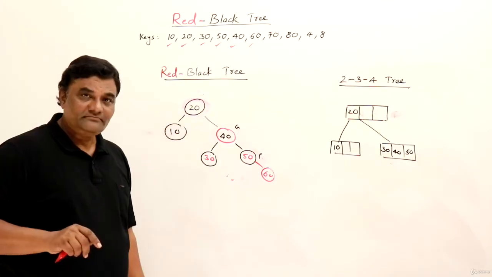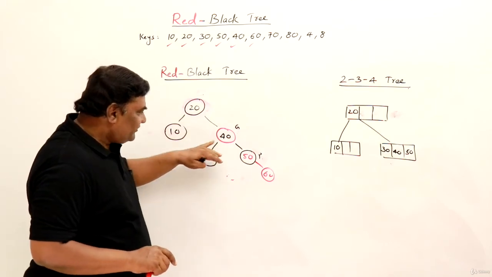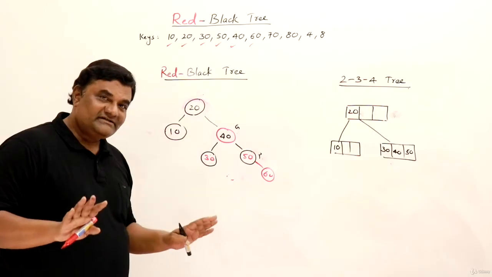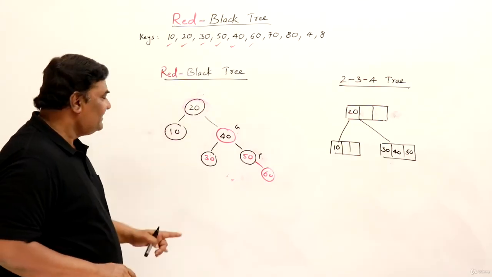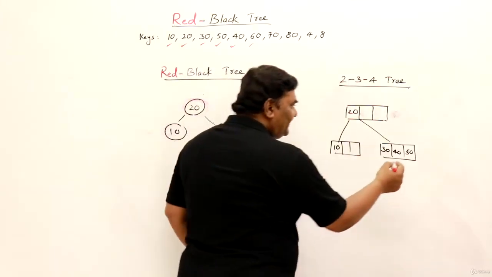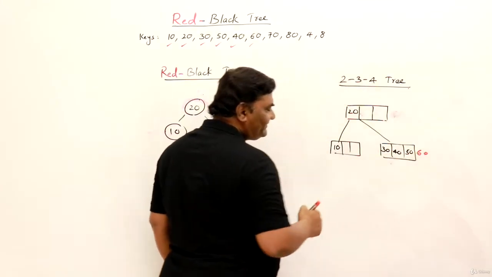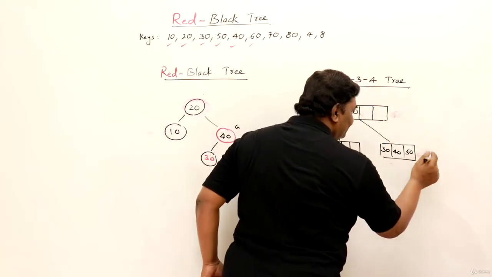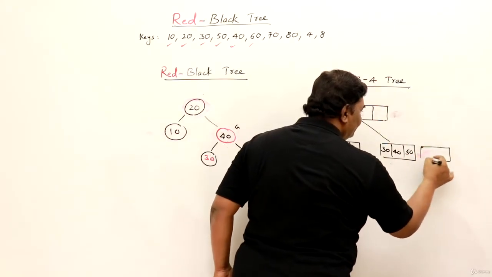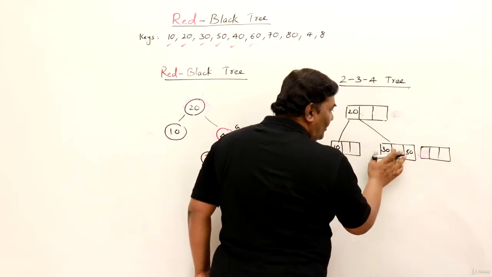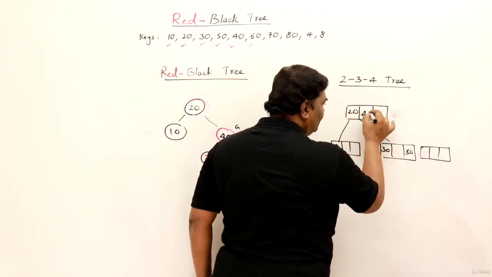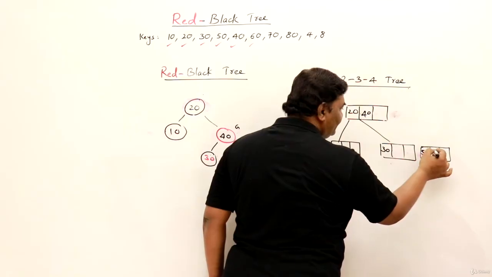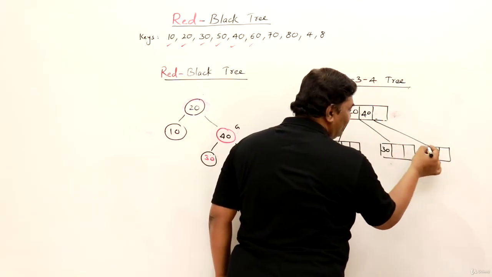This is perfect. So already we know this. This is red and this is black, so there is no conflict. This is balanced. Now what happens here? Let us see. When I want to insert 60, there is no space for 60. Then what to do? Split that node. After splitting, 40 will go up, and 50 and 60 will go as the right child of 40.